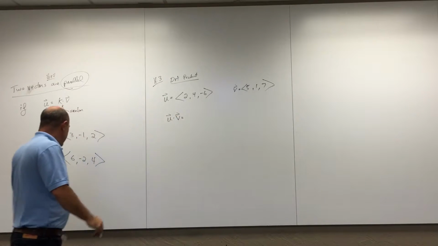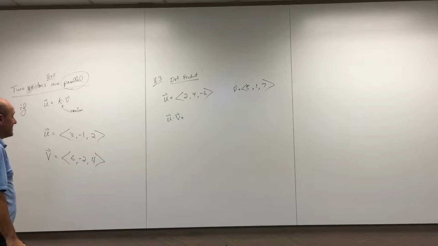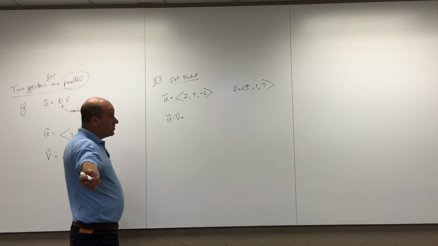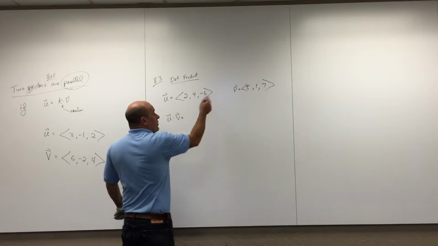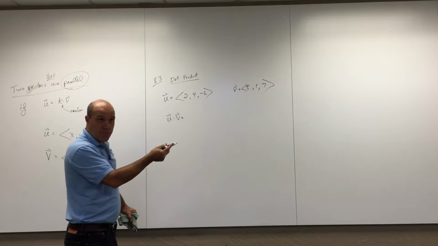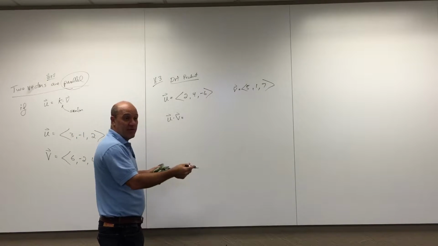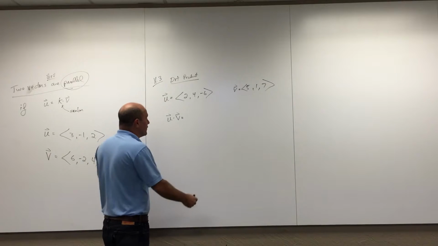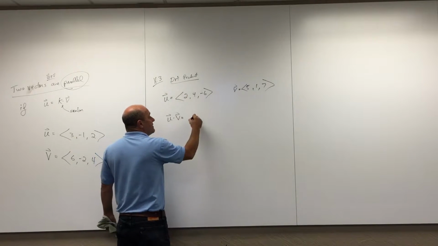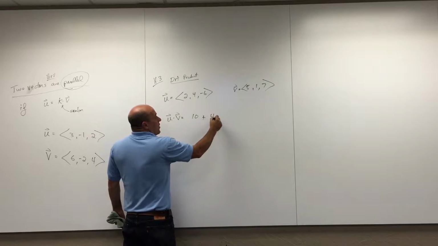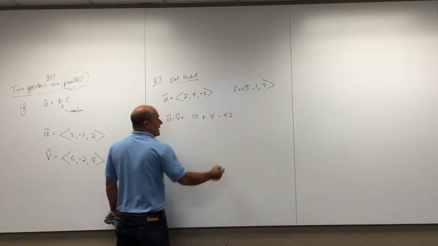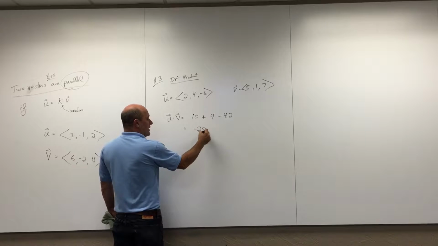And I told you how to do it. Do you remember how to do it? You just multiply the x's, y's, and z's and add them to a scalar. Good. You multiply the x components, the y components, the z components correspondingly, and you add them all up, and you get this number, which is a scalar, like you said. So what is it? It's 10 plus 4 minus 42. I guess that's a -28.